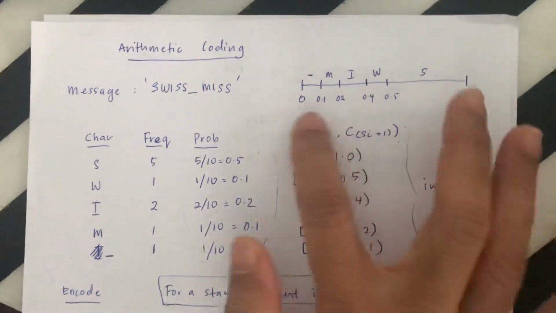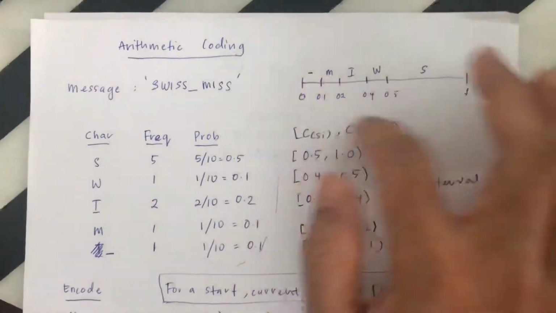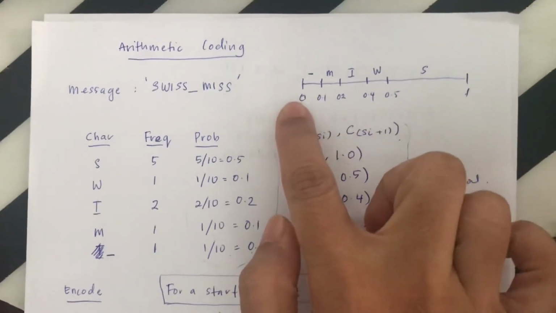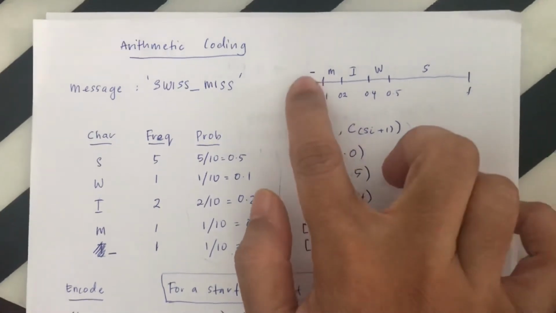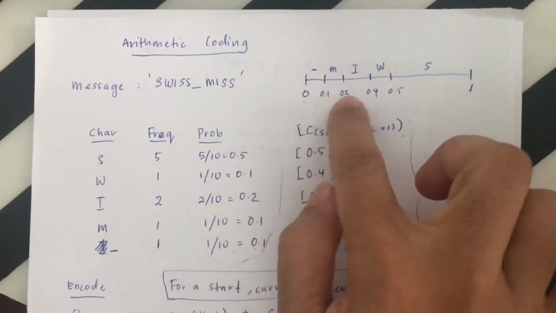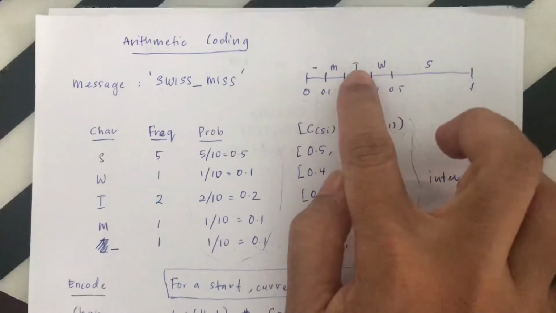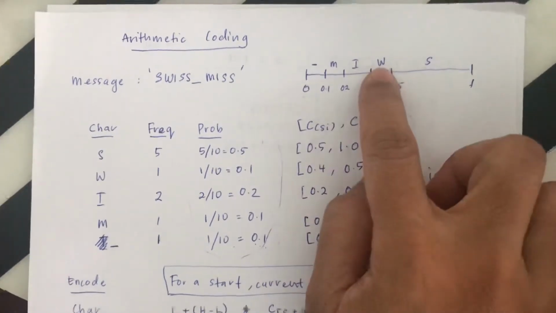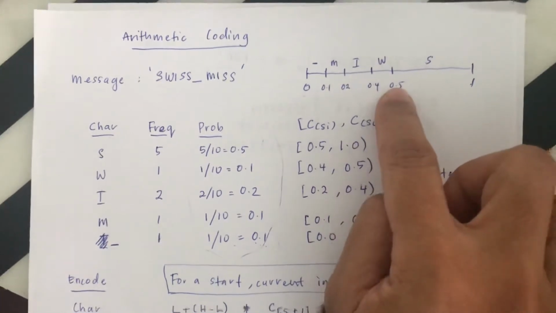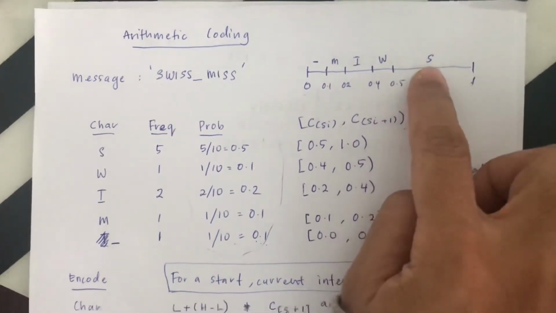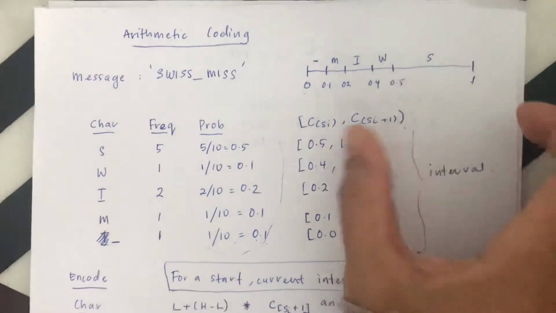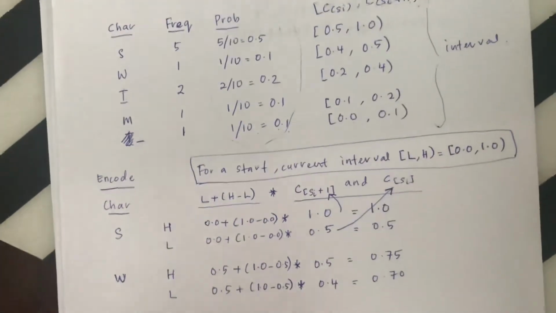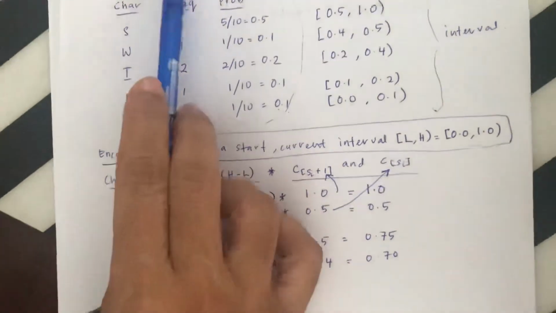From this interval, we can visualize it in this figure. From 0 to 0.1 is the underscore, from 0.1 to 0.2 is M, 0.2 to 0.4 is I, 0.4 to 0.5 is W, and 0.5 to 1 is S. From this interval, you will encode each of these characters.